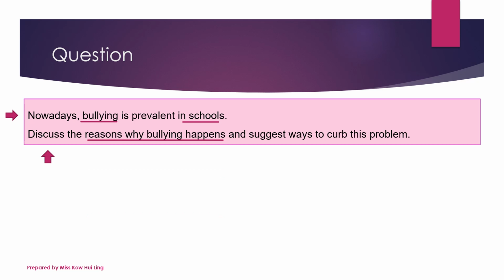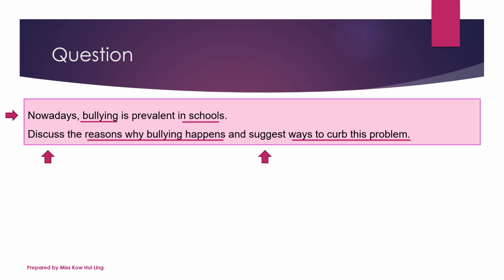Discuss the reasons why bullying happens. When we have a problem, we need to find out why it is happening. What are the reasons that cause it to happen? And this will lead to the third part. Suggest ways to curb this problem. When we have a problem, we need to find out the solutions.